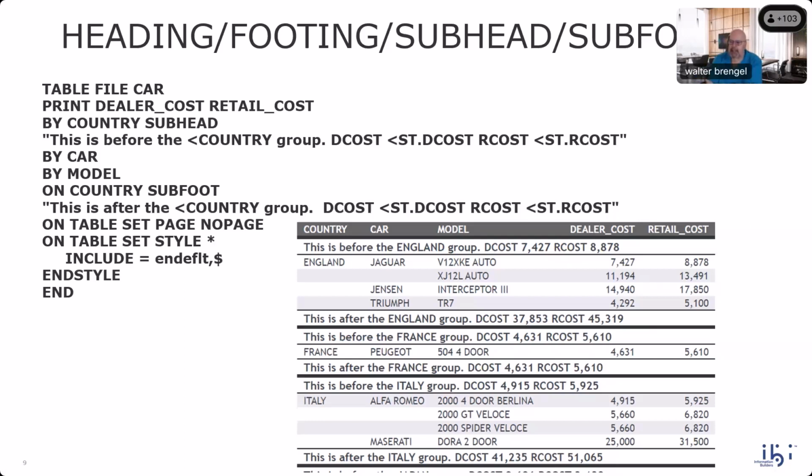I'm putting ST and then the field name. In the output, notice my dealer cost for England is 74.27, which is from the first line. Well, that's not a subtotal. That's just the value. If I look at the England subfoot, though, notice dealer cost is now 37,000. So you can use a subtotal, but only in a subfoot or a footing, because otherwise you're going to get the first value. You can't show an aggregate total until you go through all the data. So it kind of makes sense, right?